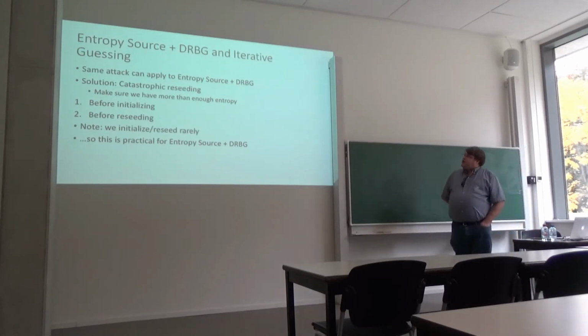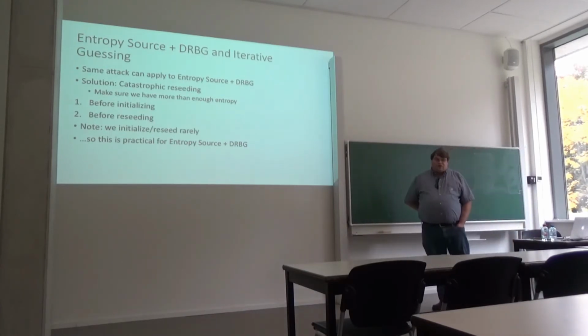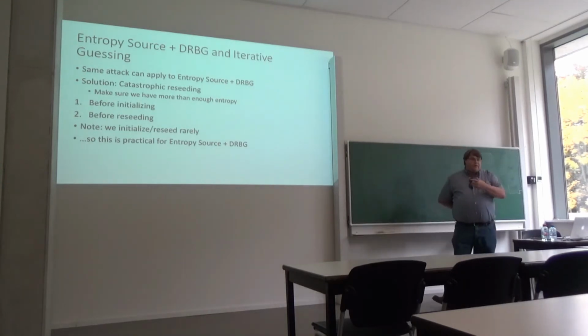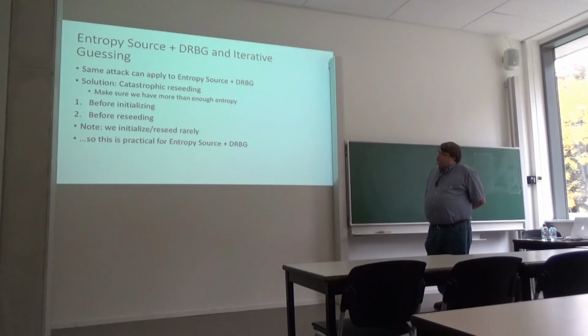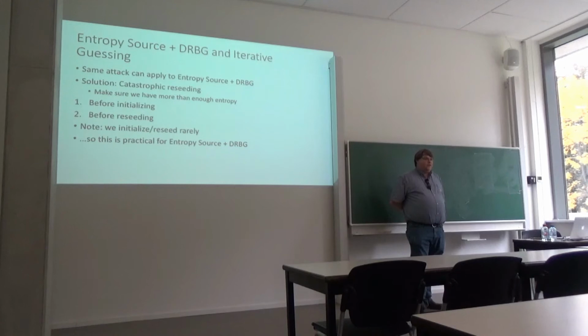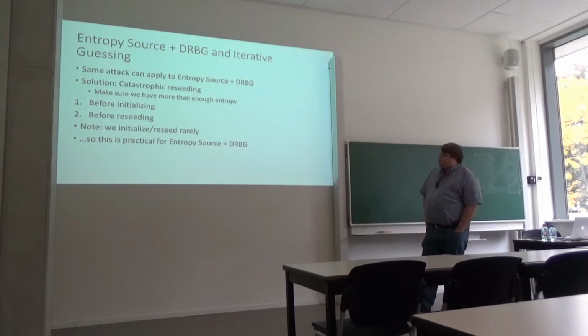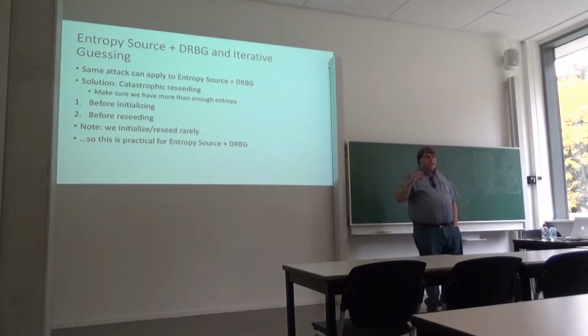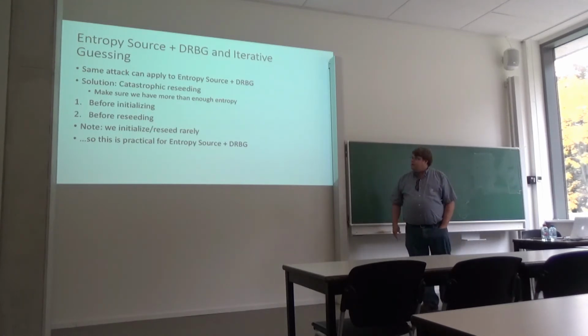So with the DRBG, the entropy source plus DRBG structure, where you're seeding the DRBG once and then reseeding it periodically, the same attack applies. This is where we first started thinking about this. The solution there is what we call catastrophic reseeding, which sounds great. It's like a good marketing term. Really, it just means make sure you've got enough entropy before you initialize and before you reseed. So you make sure that you're not putting a little tiny bit of entropy in and then letting more outputs come out, putting a little bit more in and letting more outputs come out, because you don't get any benefit from that.